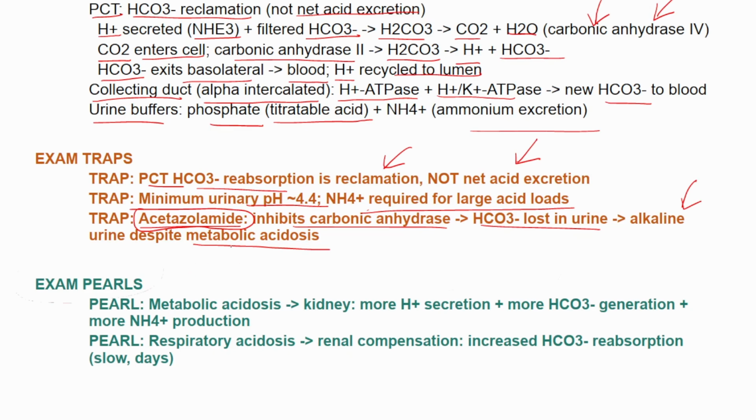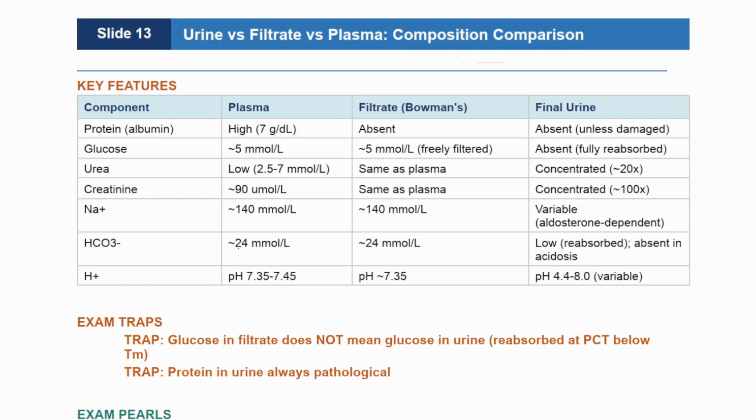Finally, we close out the slide with two examples. In a state of metabolic acidosis, the kidney actively compensates with more hydrogen secretion, more bicarbonate generation, and more ammonium production. By contrast, in respiratory acidosis, the renal compensation relies on increased bicarbonate reabsorption, which is a slow process taking days to complete. One of the most reliable IMAT question formats is the composition comparison.